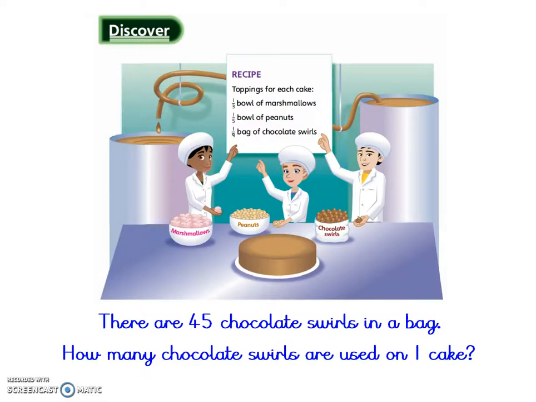And for question 1b, we're asking, there are 45 chocolate swirls in the bag. How many chocolate swirls are used on one cake? And looking at our recipe again, we can see straight away that we're being told that 1/9 of a bag of chocolate swirls are going to be used on one cake.